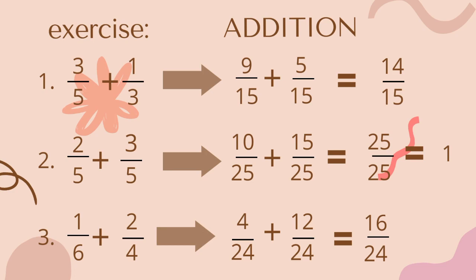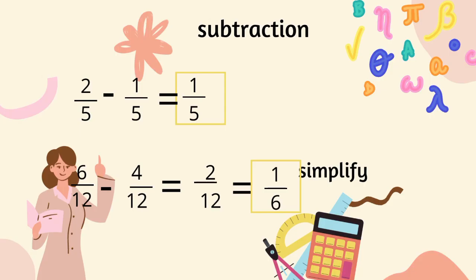Number 3, 6 times 4 is 24. 6 times 2 is 12. And 4 times 1 is 4. So, ang answer natin, ito is, 24 as the denominator, copy the denominator. So, 12 plus 4 is equal to 16. That's correct. Next naman is subtraction.